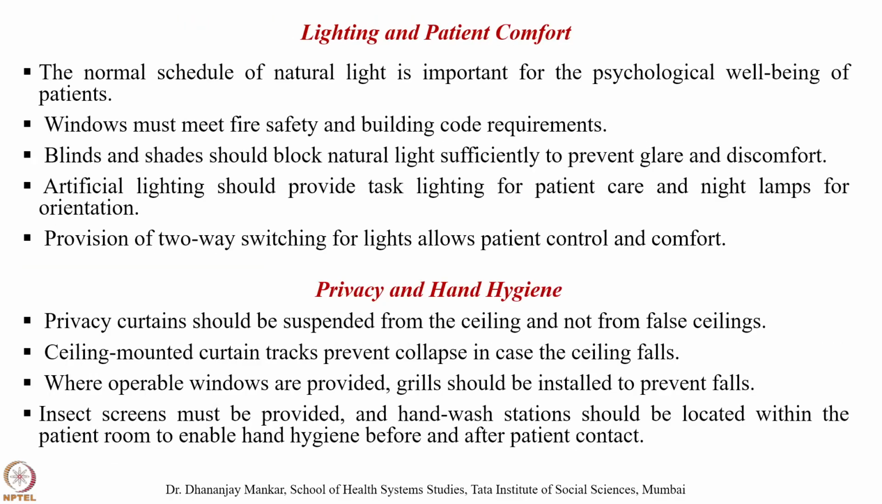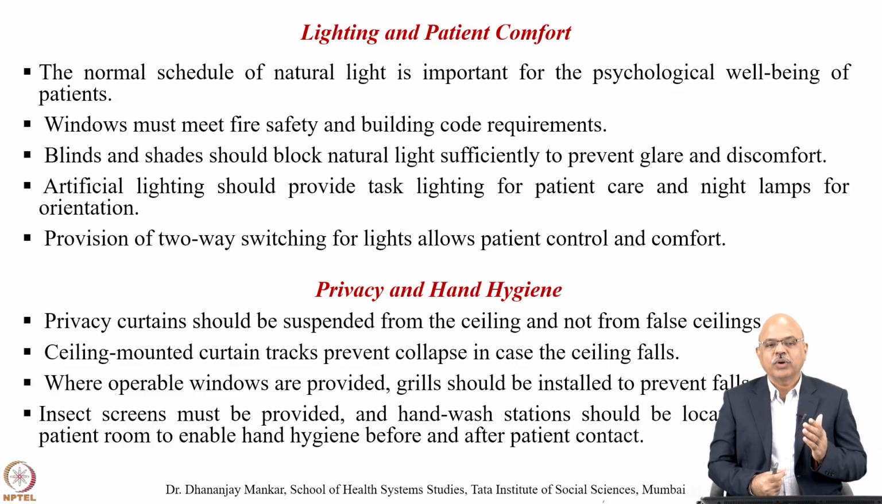With respect to lighting and patient comfort in the room, the normal schedule of natural light is important for the psychological well-being of a patient to recover easily. Windows must meet fire safety and building code requirements. Blinds and shades should block natural light sufficiently to prevent glare and discomfort to the patient. Artificial lighting should provide task lighting for patient care and night lamps for orientation. Provision of two-way switching for light allows patient control and comfort. So you can understand here that the importance of lighting and patient comfort is directly linked.